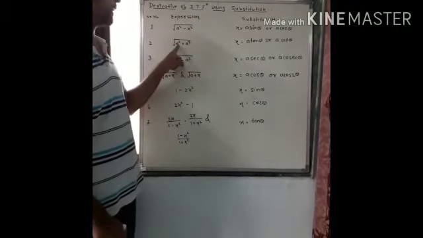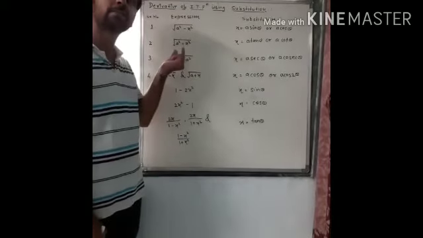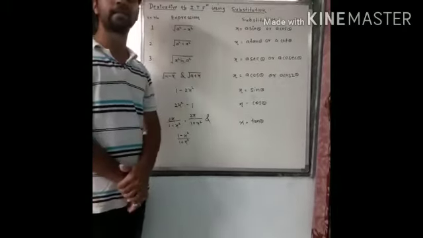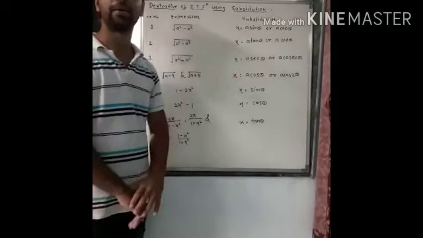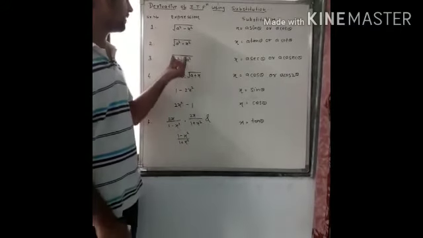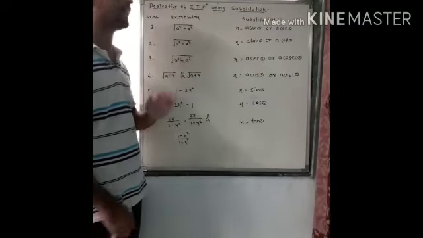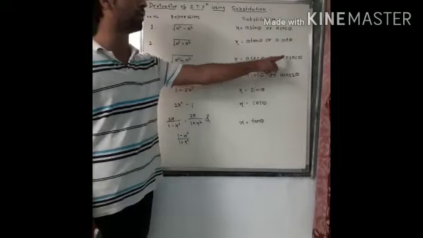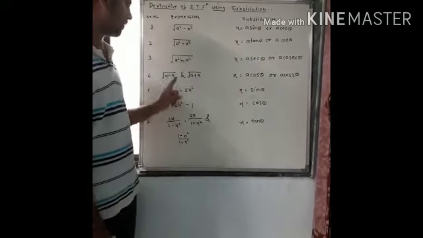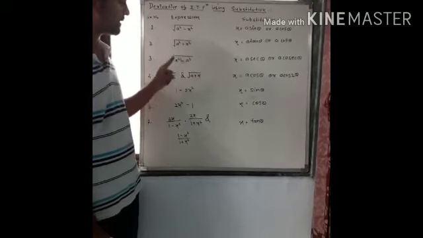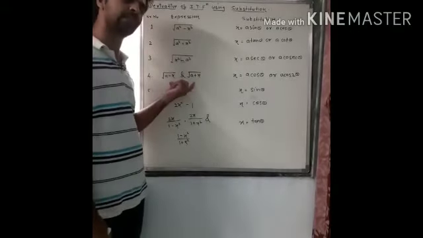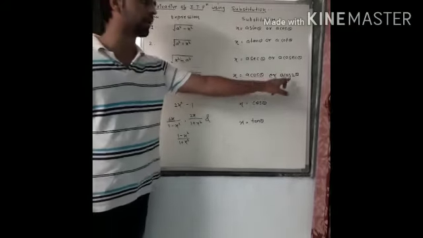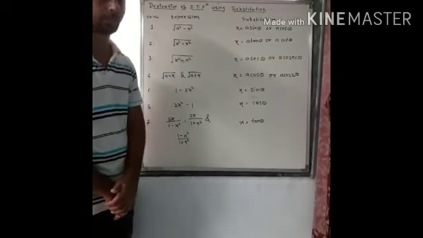Second, root a square plus x square. When we have an expression in the form of root a square plus x square, then we use the substitution x equal to a tan theta or a cot theta. Correct? Similarly, we have the third one, root x square minus a square. Its substitution is x equal to a sec theta or a cosec theta. Number 4 is if you have root of (a minus x) and (a plus x), for both cases, we'll use the substitution x equal to a cos theta or x equal to a cos 2 theta.